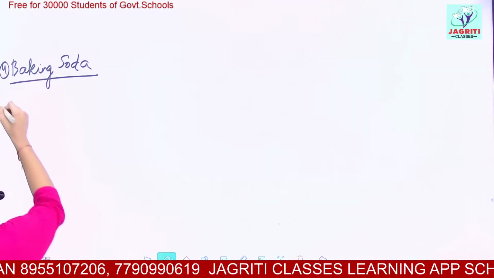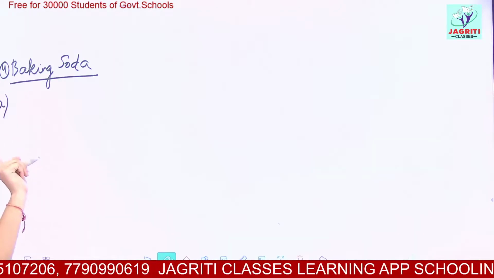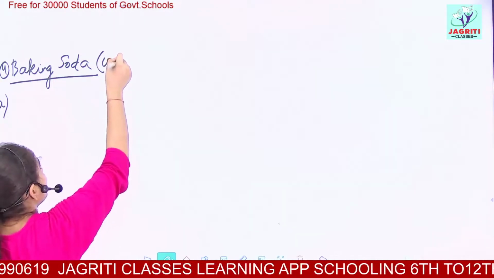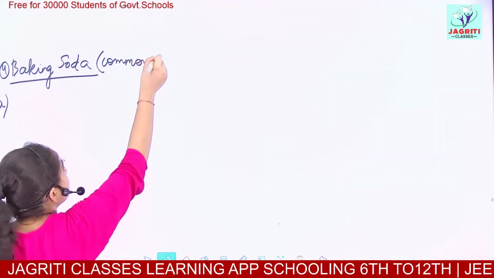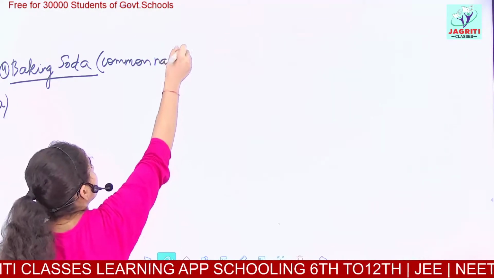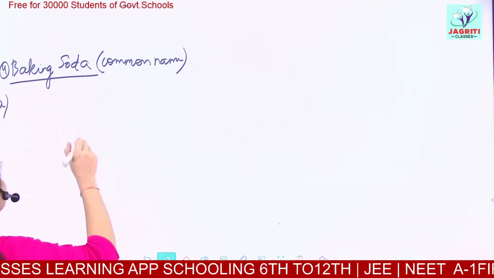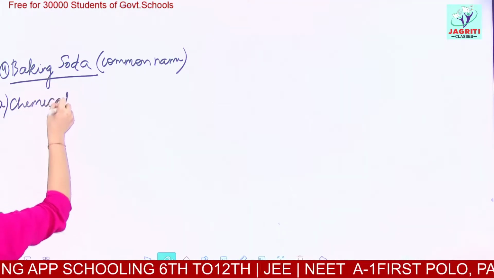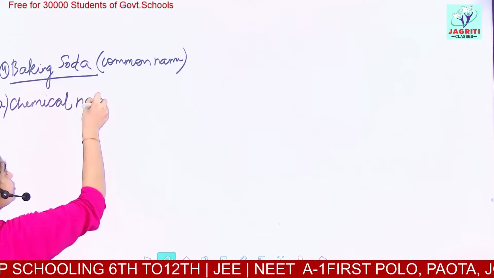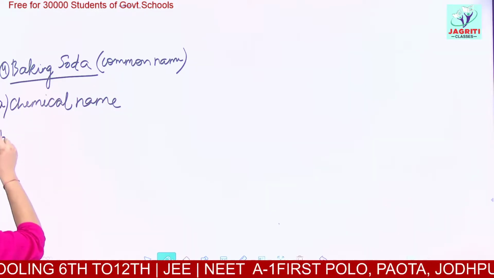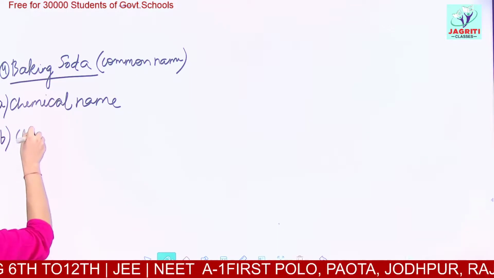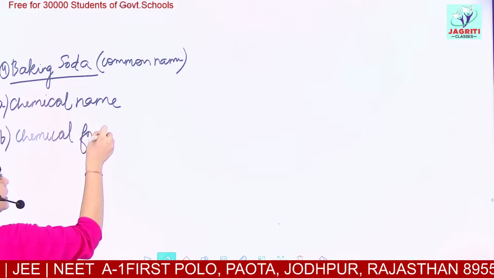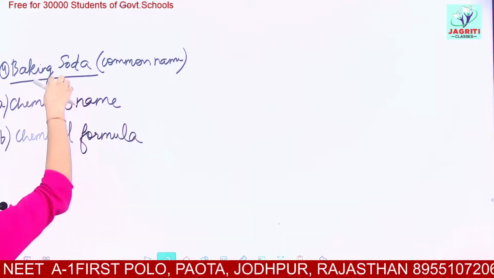So baking soda, as usual, the first point would be the common name. Baking soda is the common name of the compound. Now you should know the second most important thing, that is its chemical name. What is the chemical name of baking soda? And next, what is its chemical formula? In each compound, I'll discuss all these points.